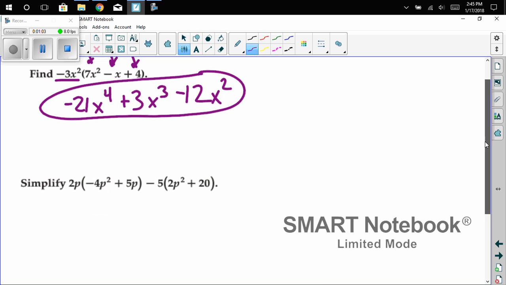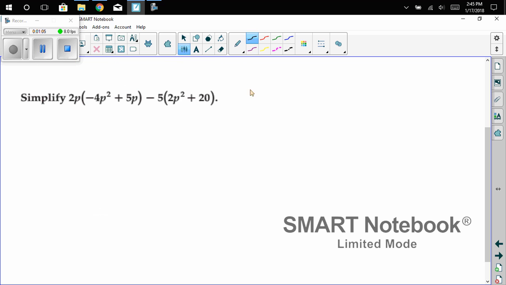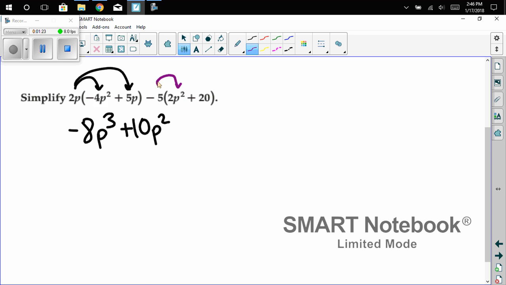So we go down to the next one. Again, we're going to just distribute to everything in the parentheses here. So 2p times negative 4p squared would be negative 8, add the exponents, so p cubed. 2p times 5p would be plus 10p squared. And we'll go to the next one and distribute that again. Negative 5 times 2p is negative 10p squared. Negative 5 times 20 is negative 100.